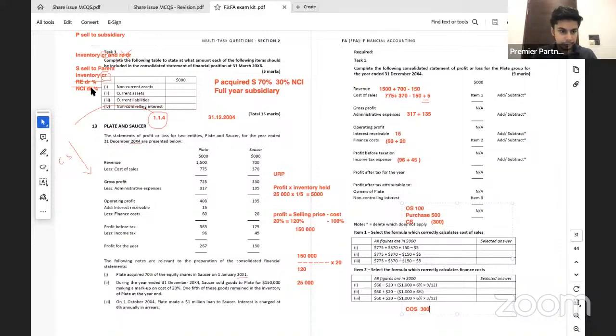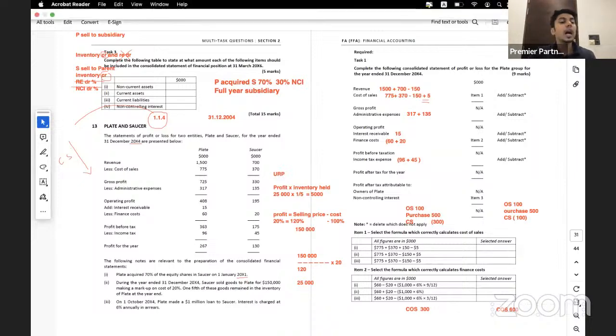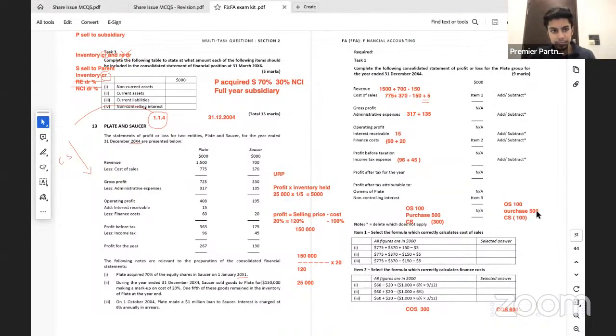Okay, same example. Opening stock is 100. Purchase is 500. Closing stock is 100. Okay. Guys, now this is the thing that I want you to focus on. Closing stock earlier 300. Now closing stock is 100. So closing stock is reducing. Now, guys, can you tell me, if the closing stock is 100, what should be the cost of sale? Cost of sale will be 600. How 600? 100 plus 500 is 600. Sorry, my bad. 600 minus 100, guys. Answer will become 5.